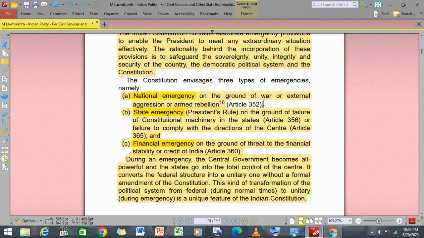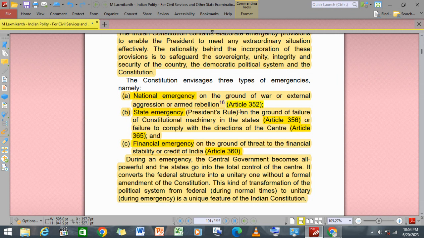National emergency is under Article 352. State emergency is under Article 356. And then we have Article 360 for the financial emergency. Now there is also Article 356 and Article 365. Now let's understand it, though we'll read it in further detail. National emergency is declared on the ground of war, external aggression, or armed rebellion. At that time, national emergency will be declared.